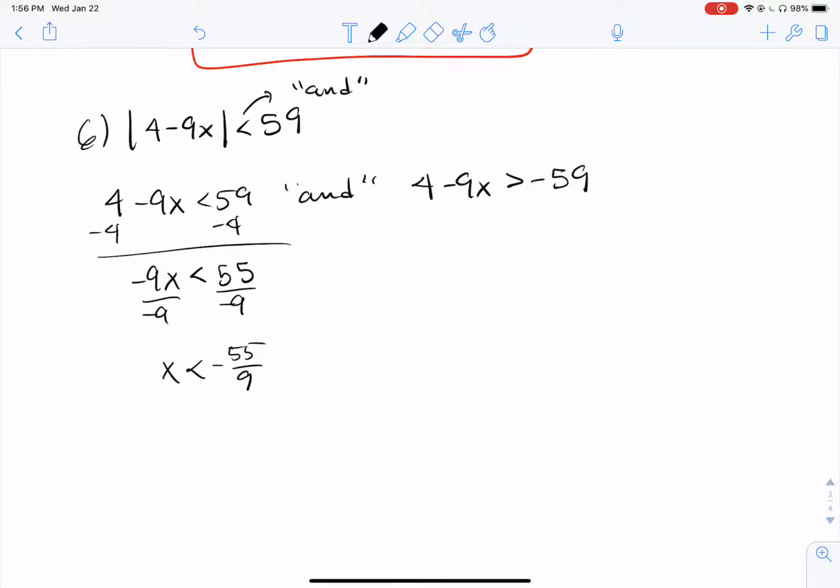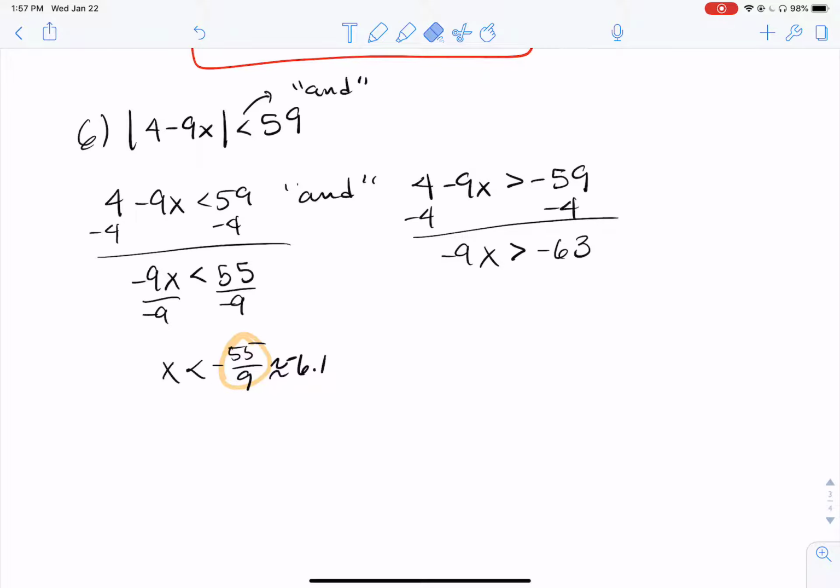The decimal equivalency of 55 divided by 9 is around 6.1, well, negative 6.1. But again, I'm going to use the fraction notation of it. So now for the next inequality, we'll do the same thing by subtracting 4 from both sides, and negative 9x would be less than negative 63. But hold on, let me go back.